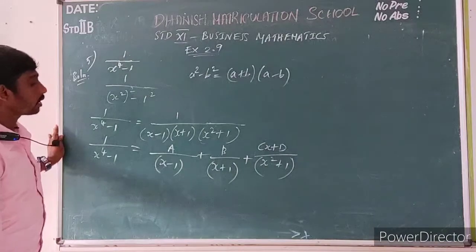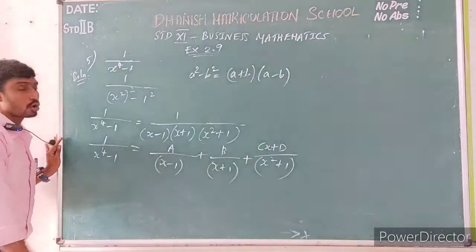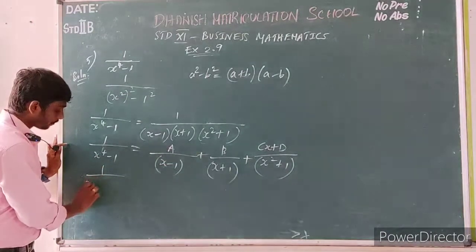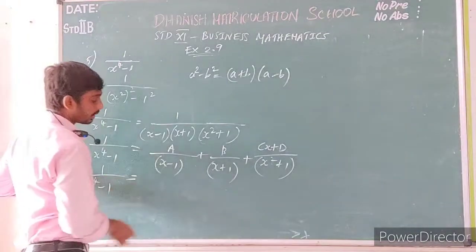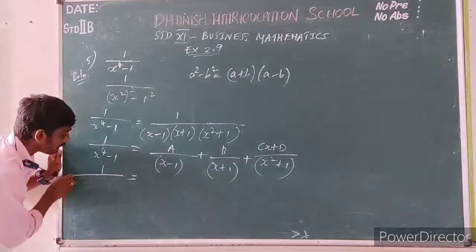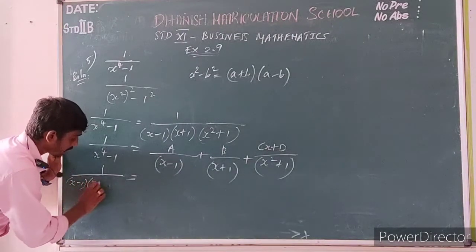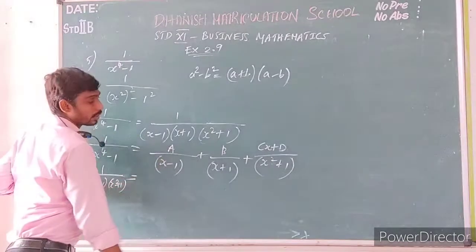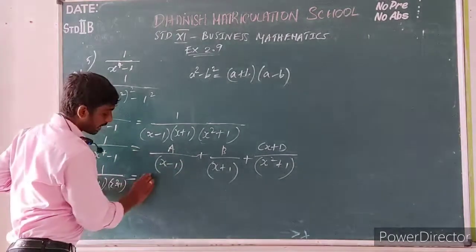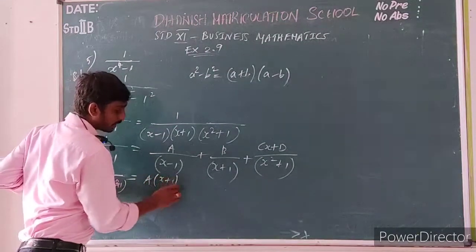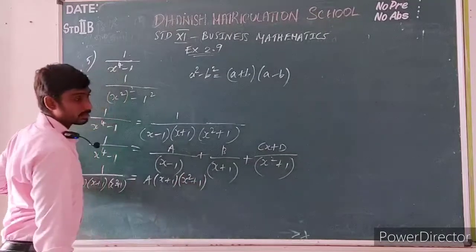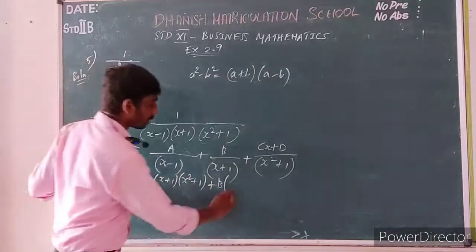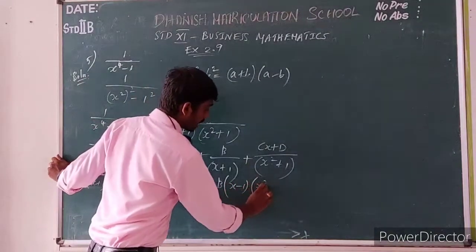What is the next procedure for partial fractions? Now we cross multiply the RHS. 1 divided by x power 4 minus 1, which is x minus 1, x plus 1, x square plus 1, equals, cross multiplying: A into x plus 1 into, taking the LCM method, B into x minus 1 into x square plus 1.